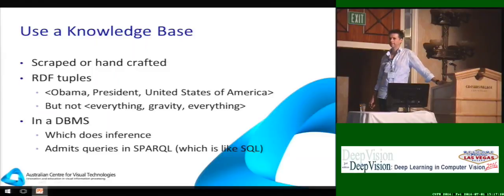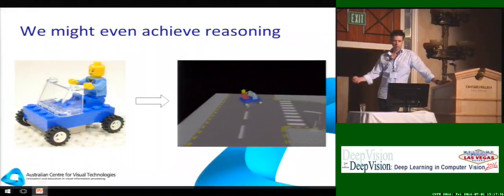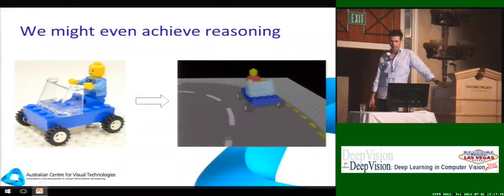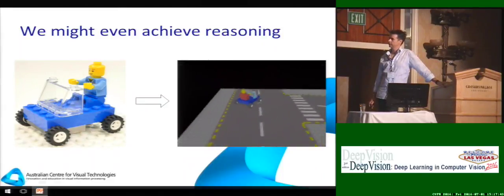RDF is just a bunch of tuples, right? Obama, President, United States of America. But what's missing is everything, gravity, everything, right? It's not common sense, it's some really specific information. And you can query this thing in SPARQL. And it means that we might even be able to achieve reasoning, right? And those of you who've seen me talk before will know that I'm right into reasoning, right?